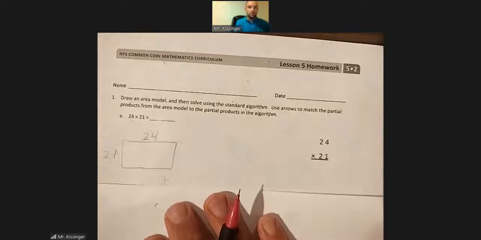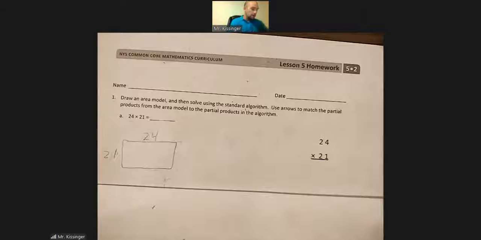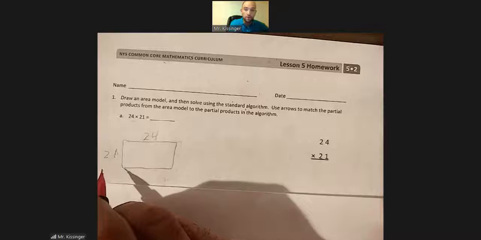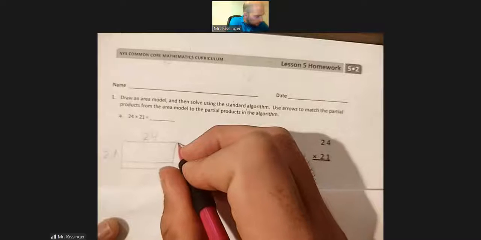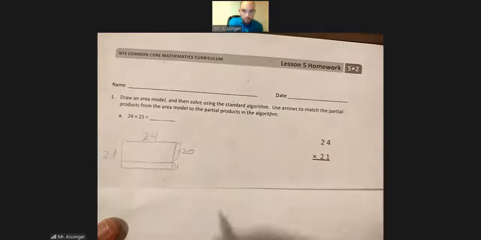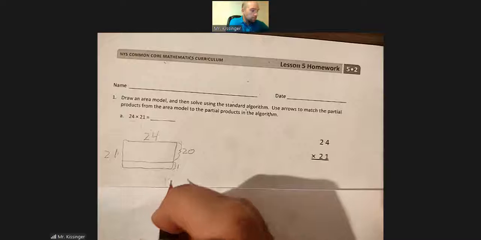So I started by drawing a rectangle. That should make it a little bit easier to visualize. Now we could look at this as 24 times 21, or as we learned in our previous lessons, we can split those up into numbers that are easier to multiply. So what I'm going to do is break 21 up. I'll make a smaller rectangle here. This right here is 1. And this here is 20. So now we have a rectangle that is 24 by 20, and we have one that's 24 by 1.